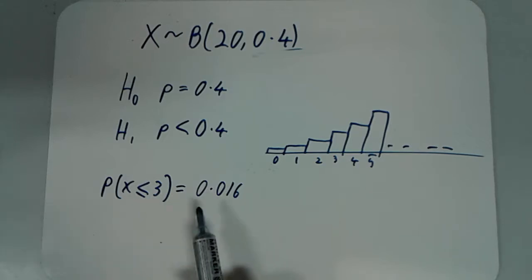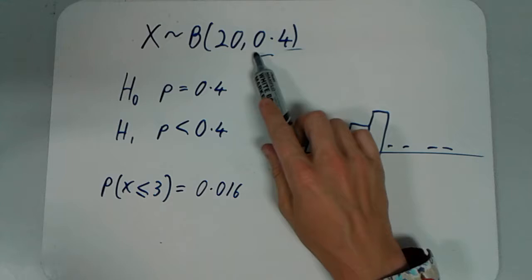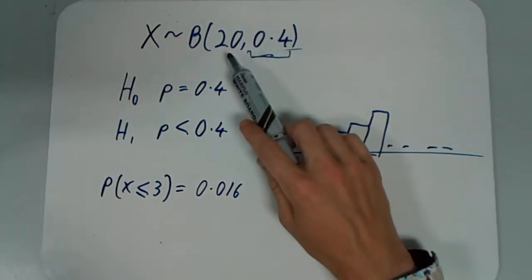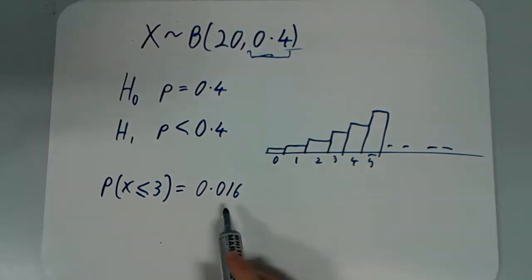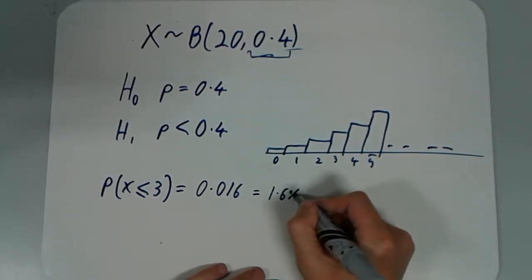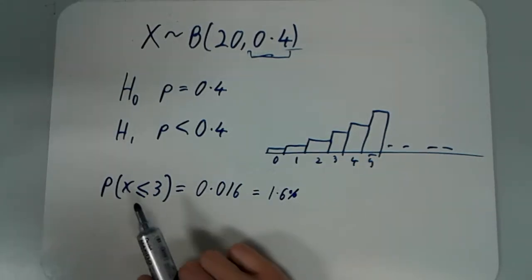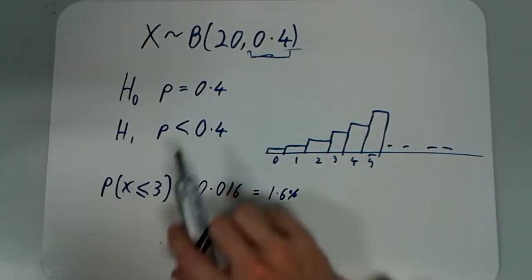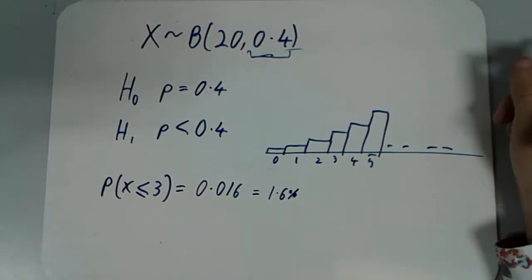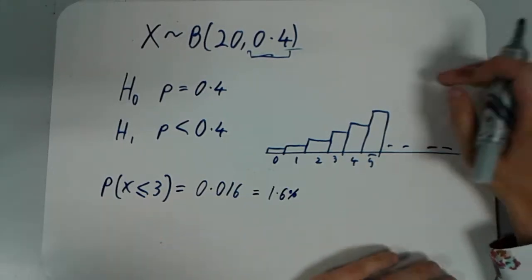Okay, so what's that telling us? That's telling us that if each seed did have a 40% chance of succeeding, then if we planted 20 seeds, there's only a 1.6% chance that 3 or fewer seeds would germinate from those 20. Well, is that sufficient to support our claim?